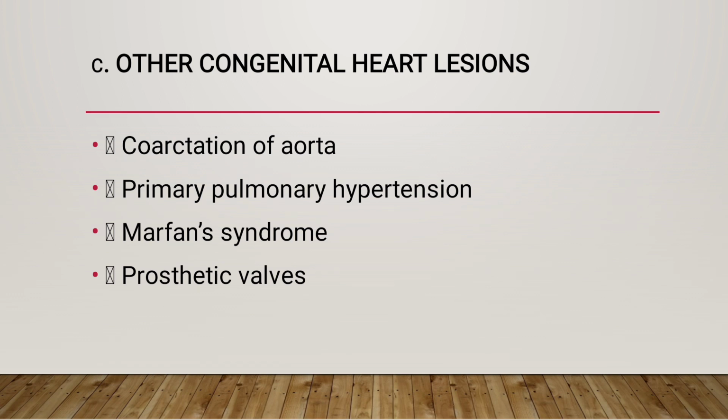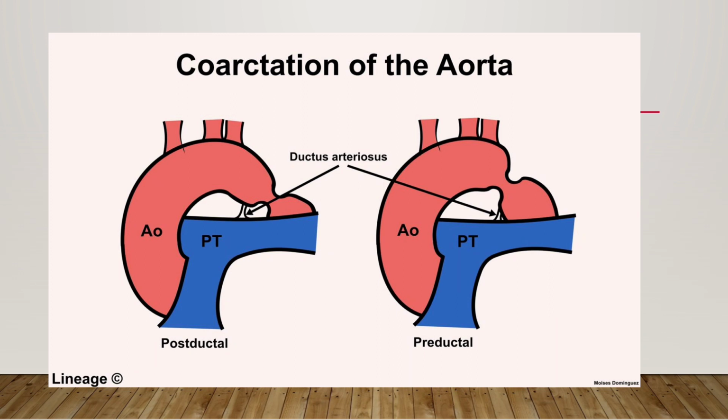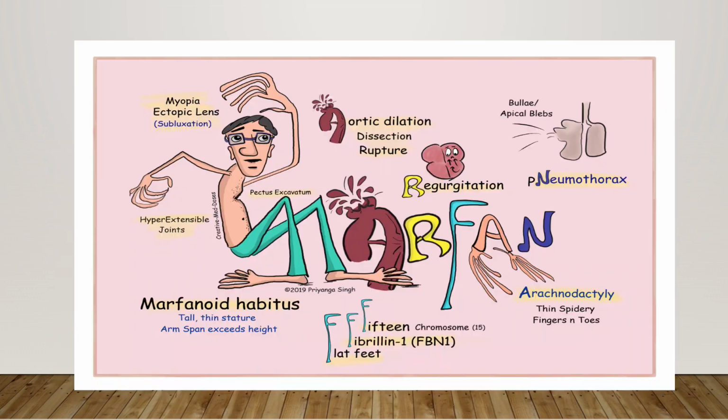Next we will see Marfan syndrome. So this is coarctation of aorta, that is ductus arteriosus, you can see postductal and periductal. This is Marfan syndrome. So it is an autosomal dominant condition. There is 50% chance of transmission to the offspring.